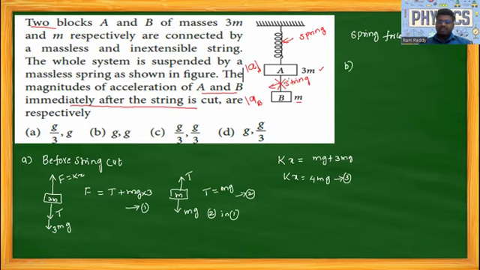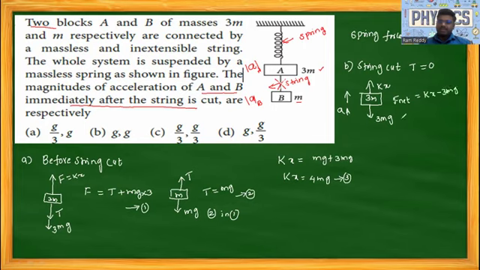Now we are cutting the string. When we cut the string, tension is equal to 0. There is no tension. Then what about the 3m mass? Our 3m mass will go upward with acceleration a. Here there is spring force kx and gravitational force 3mg. Then net force is equal to, which is more, kx minus 3mg.